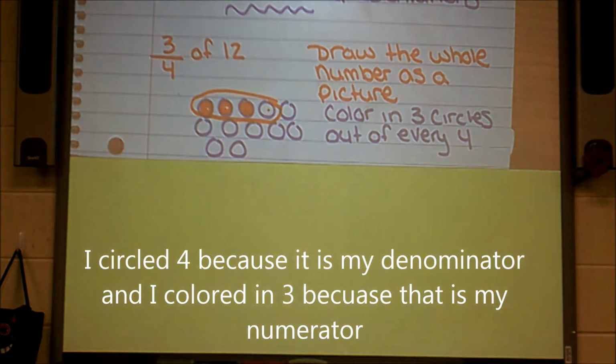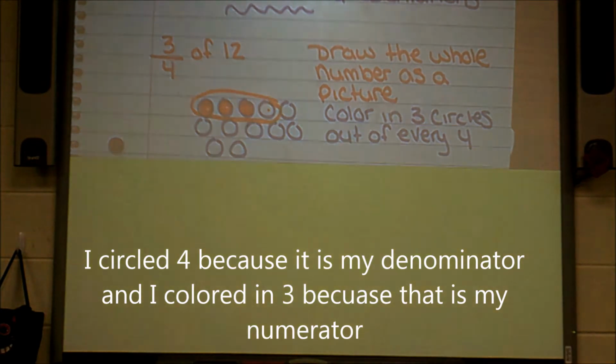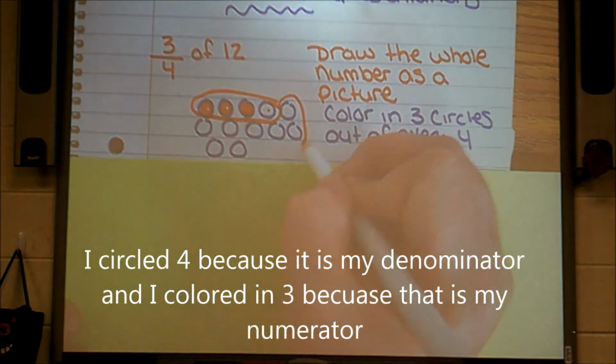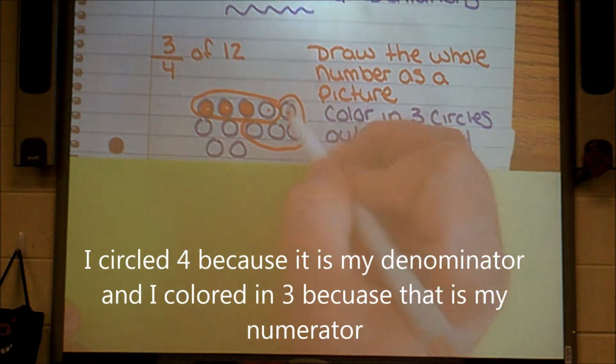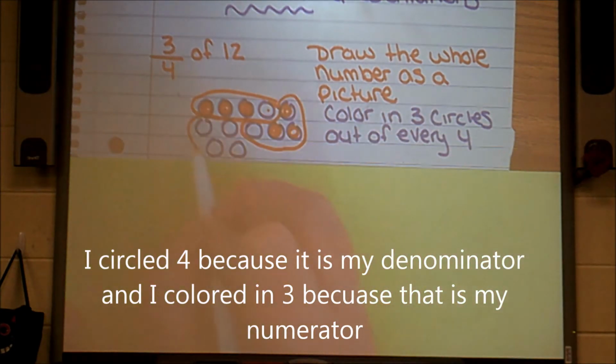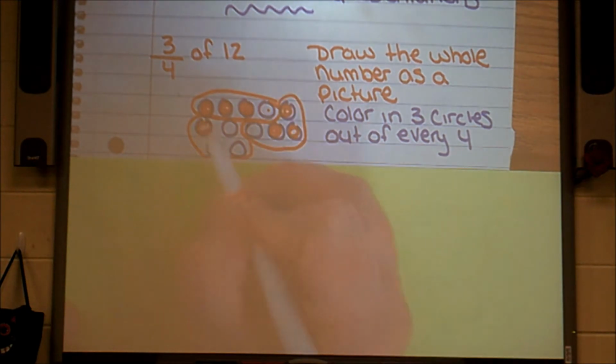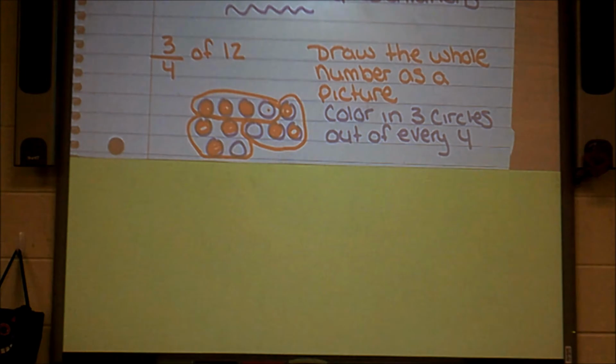And I'm going to do that for all of the circles. I'm going to count 4 and shade 3. 1, 2, 3, 4. Shade in 1, 2, 3. 1, 2, 3, 4. Shade in 3. So now I've colored in 3 out of every 4 circles.